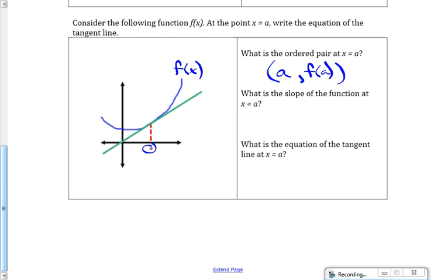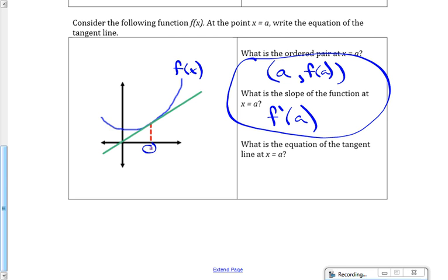Okay. What notation would we use for the slope of f of x at a? F prime of a. That's what makes this a derivative application. We're in chapter 4, which is applications of the derivative. There's why it's a derivative application, because it involves f prime. Okay? So, using these three things, what is the equation for the tangent line that has that as its slope and that as its point? Do you remember?